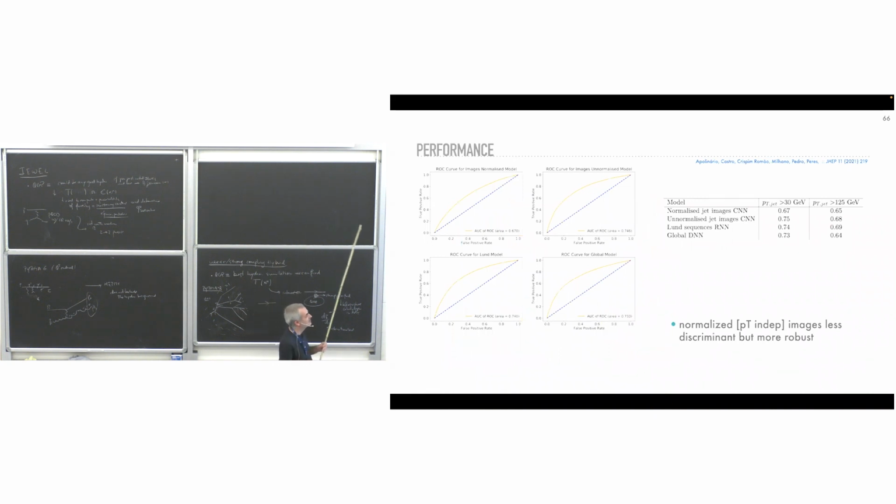Now, this is just a measure of how good your discrimination power is. If this was 0.5, it would be the result of a random thing. Okay, so any number above 0.5 is good. The more above it is, the better it is. Okay, and we confirm that with images that were all normalized to the same pT, which do worse.